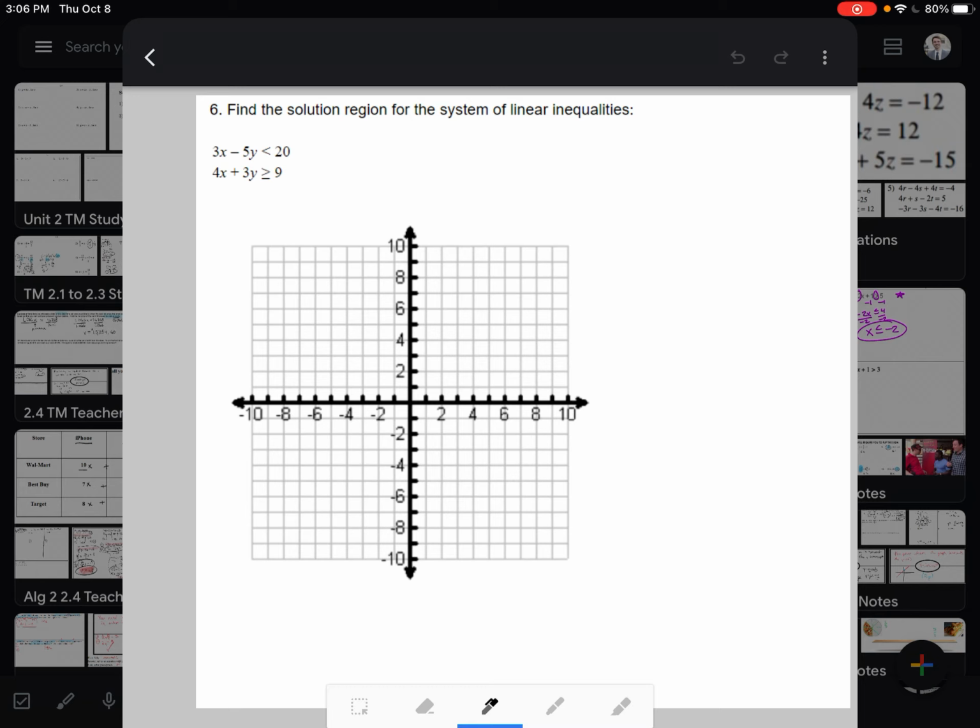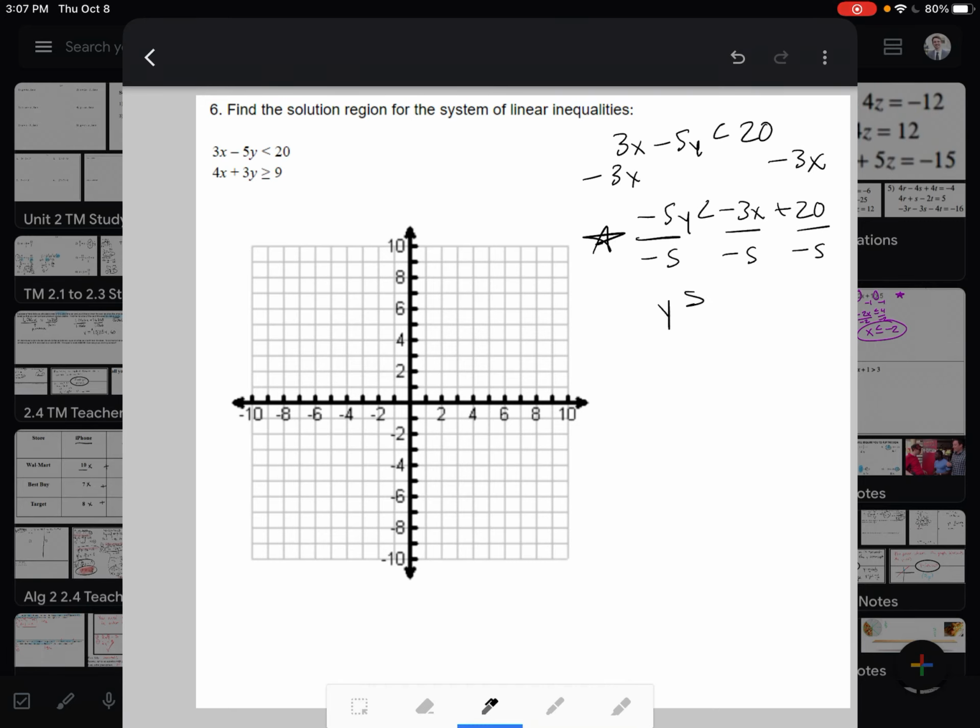is graphing systems of linear inequalities. The first step that we want to do for each of these equations is to put it into y equals mx plus b form. So we'll subtract 3x from both sides. Negative 5y is less than negative 3x plus 20. We're going to divide here by negative 5. Remember, when we divide by a negative, that does mean we flip our sign. So y is greater than 3/5 x minus 4.